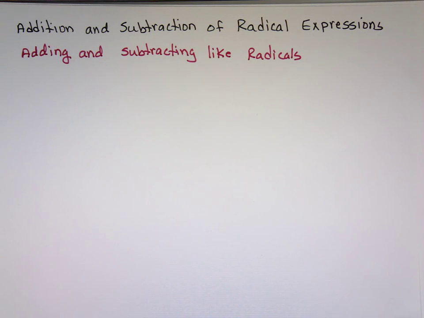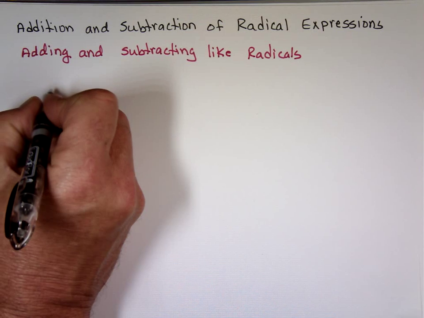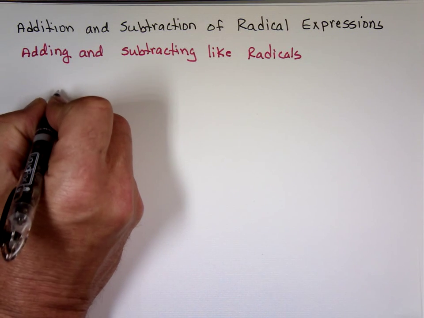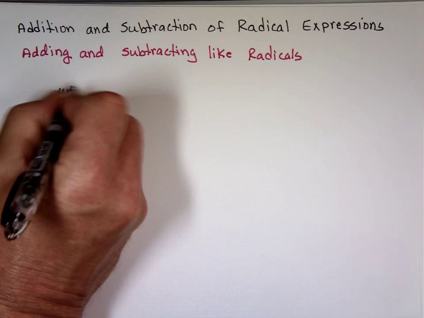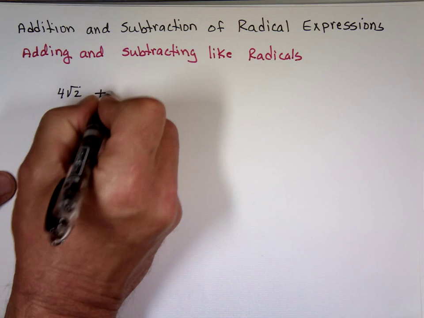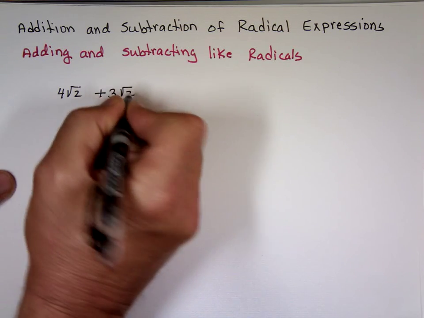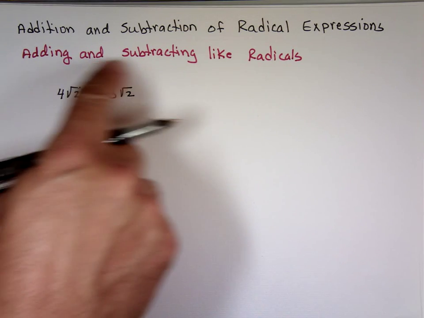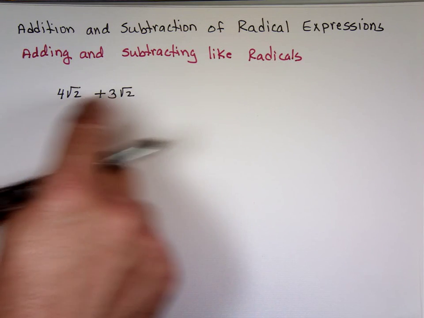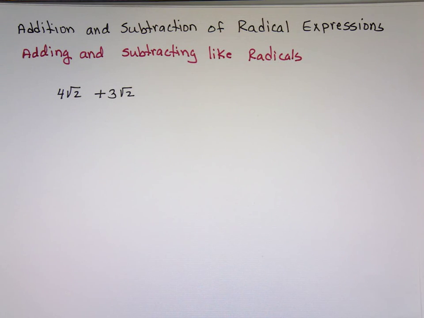Adding and subtracting square roots. Let's begin by talking about adding and subtracting square roots where the value under the square root is actually the same. So for example, how would you add 4 the square root of 2 plus 3 the square root of 2? That's what adding and subtracting like radicals, where the value under the radical is the same.